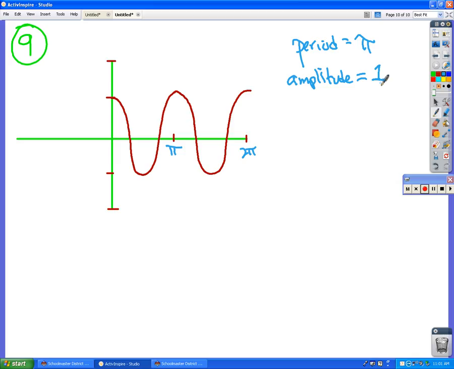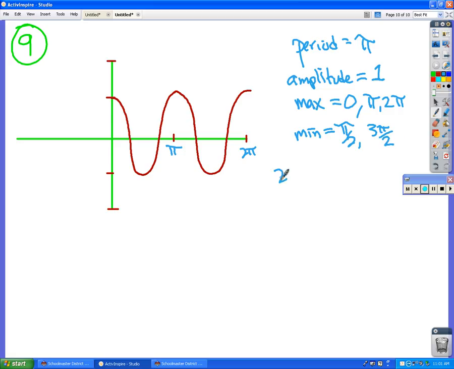Now we need to figure out where the maximums happen. So 0, pi, and 2 pi. This one's easy. And then the minimums are at? Pi over 2, because it's halfway in between. And then 3 pi over 2.